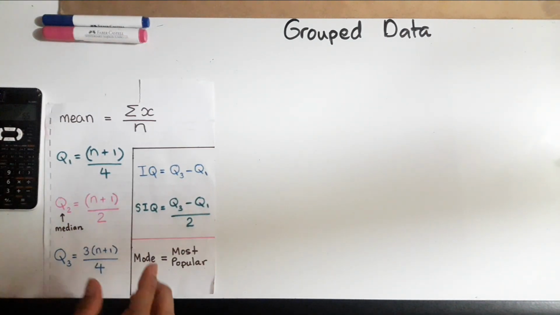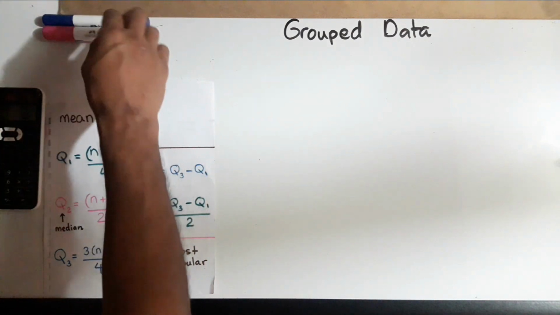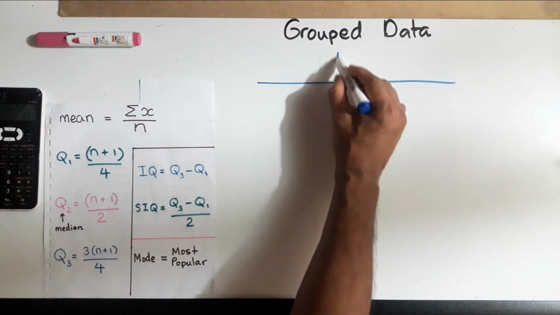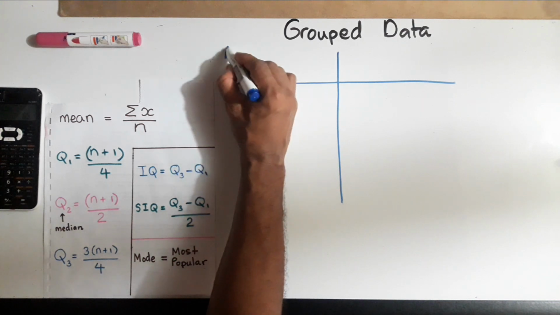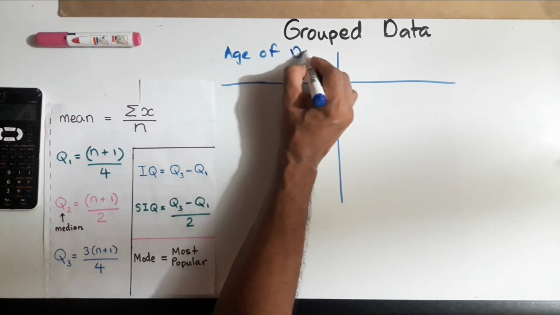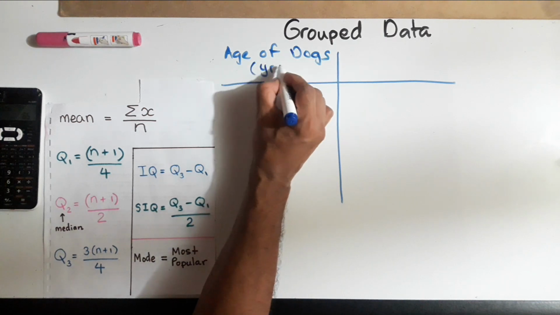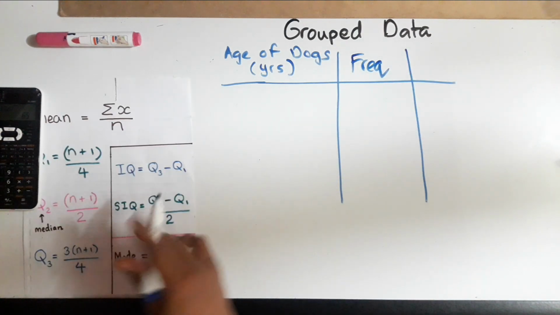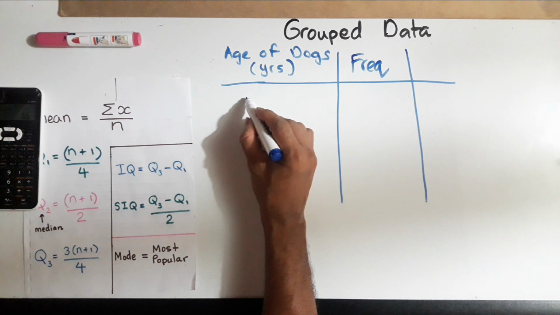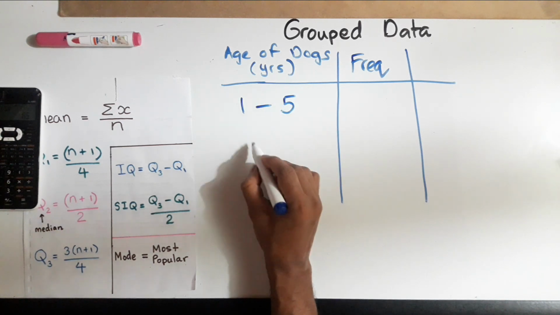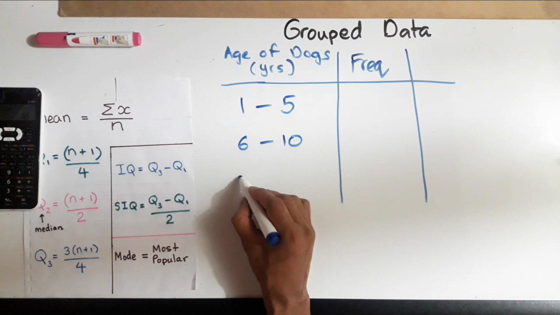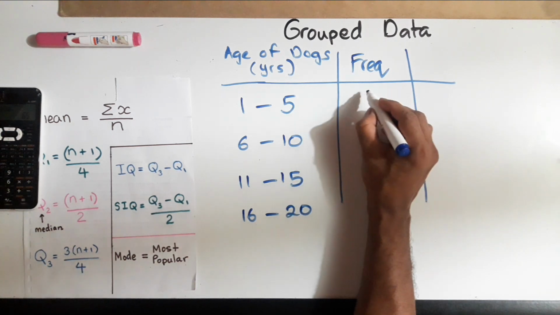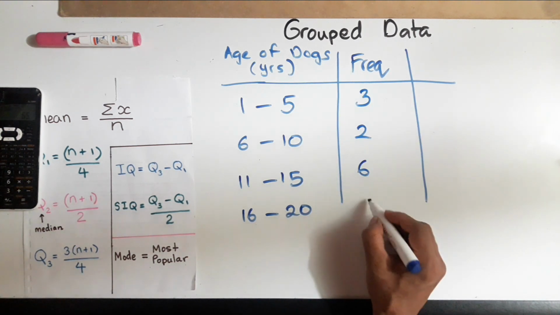Alright, so let's move on to another grouped question with a table. Let's say we're measuring something else now, the age of dogs, and this is going to be in years, and we have a frequency here. Now we're not going to have one number here, we're going to have a range: 1 to 5, 6 to 10, 11 to 15, and 16 to 20. Here's going to be 3, here's going to be 2, 6, and 1.